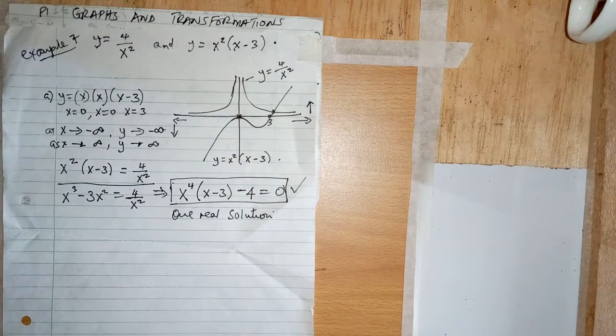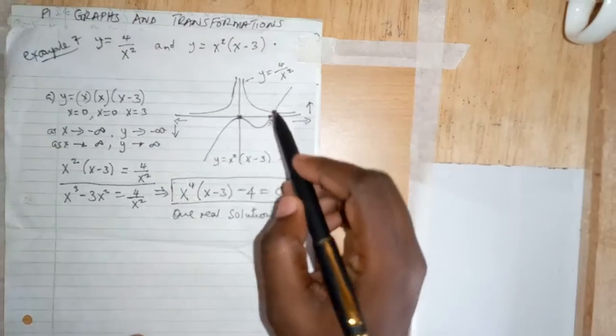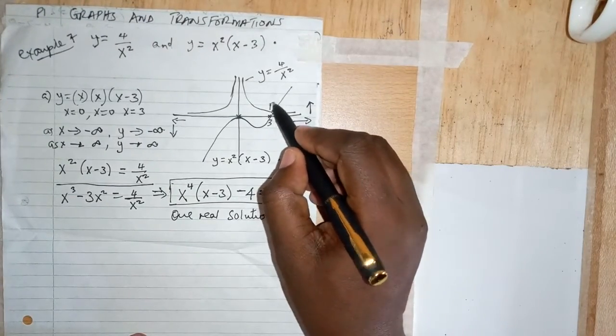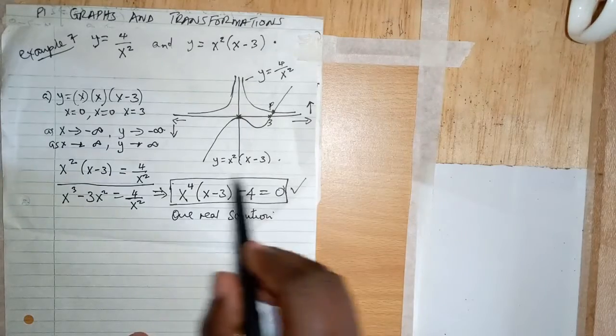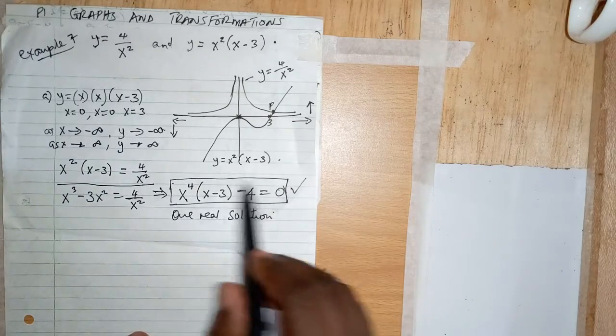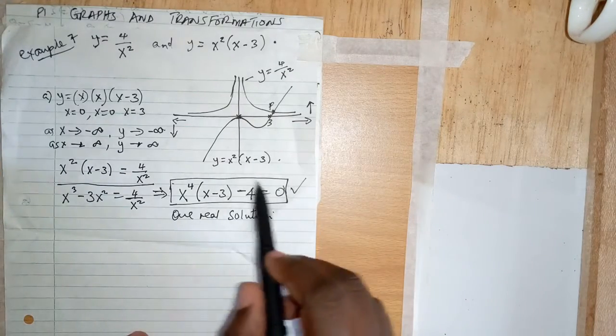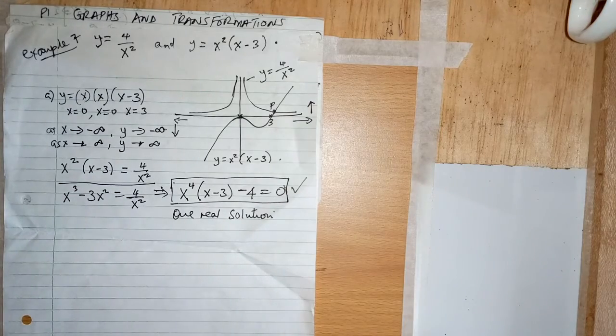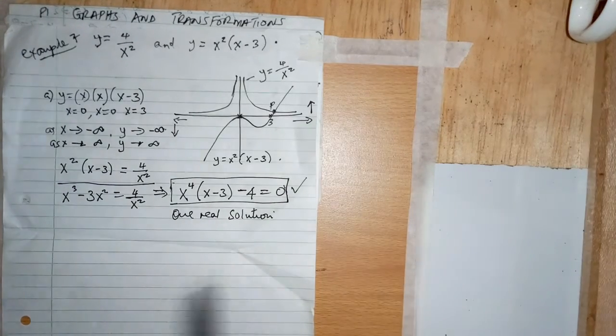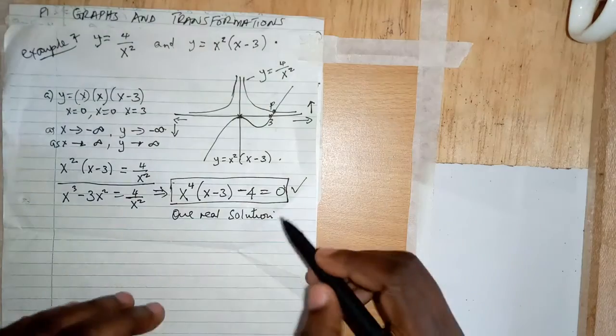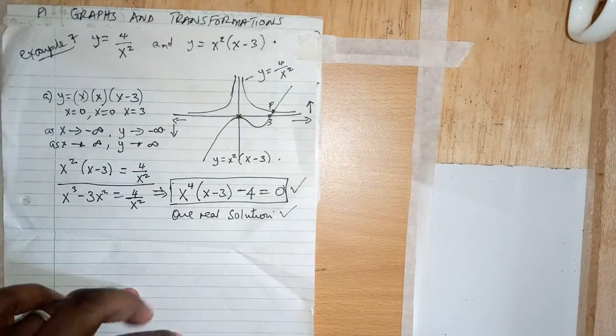So if we are supposed now to give the coordinates of the point of intersection, which is point P for that matter, then we are supposed to solve this equation and practically find the value of x. But at this particular level, we are not expected to find the coordinates of the point of intersection. So this is really the answer to that question. All right.